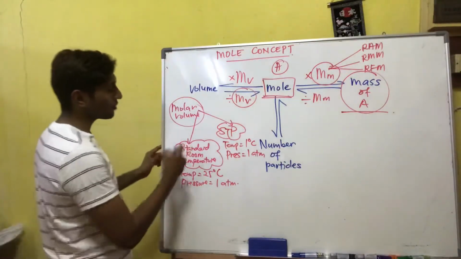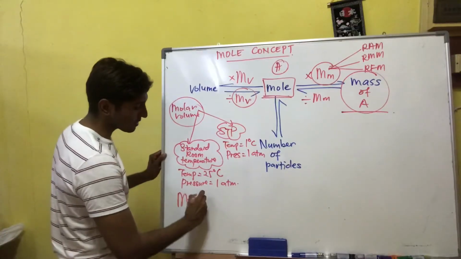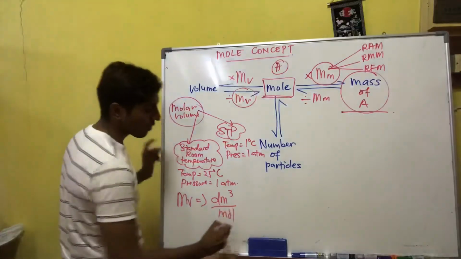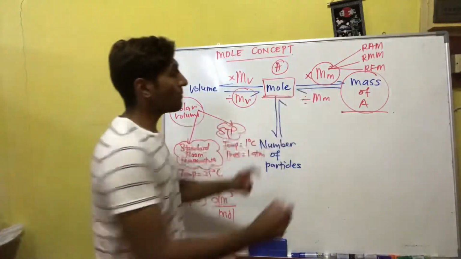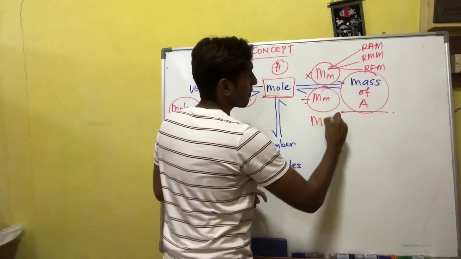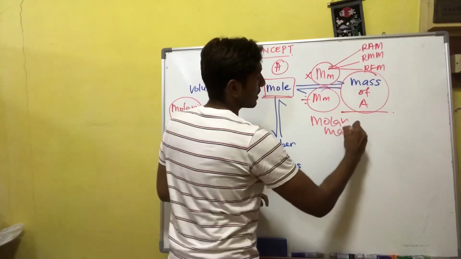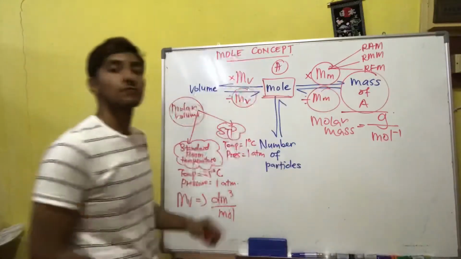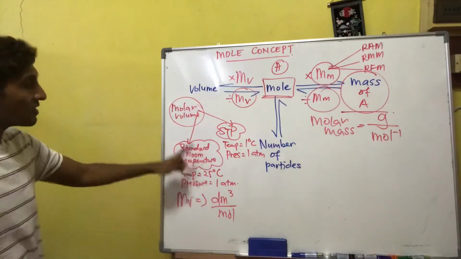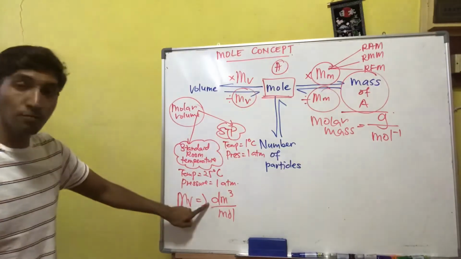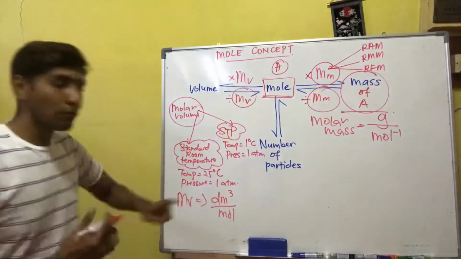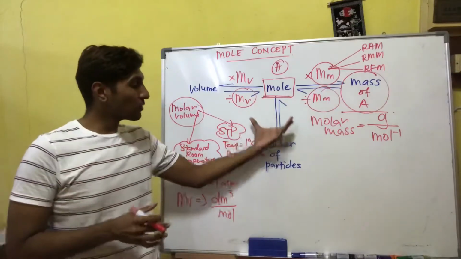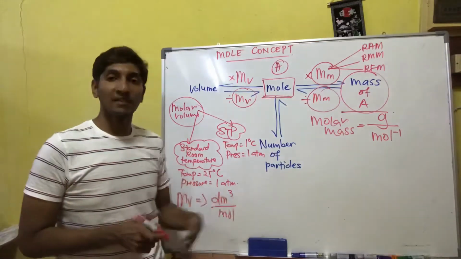And the molar volume's unit is always in decimeter cube per mole, while for the molar mass, the unit is always gram per mole. Okay, so by definition, molar volume is the volume of the substance per mole. Okay, got it? So hopefully you guys understand. Next, we're going to move on to the number of particles.